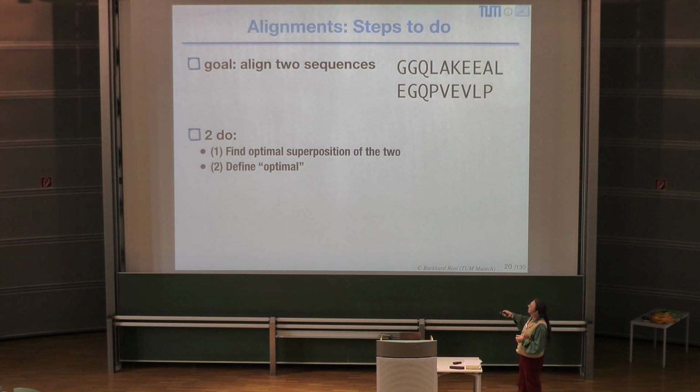Again, the goal is to align two sequences, and in order to do this we need in fact to do two things, and they're intertwined. The first one is to find the optimal superposition. The second, to in fact define what optimal is. So here I defined as optimal identical letters. So match as many identical letters as you can. That's one particular criterion for optimality.